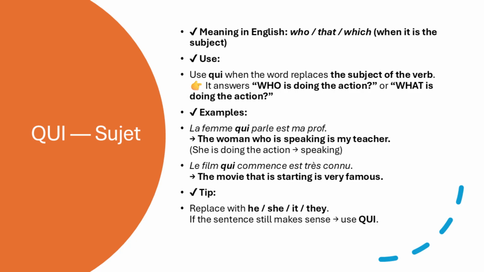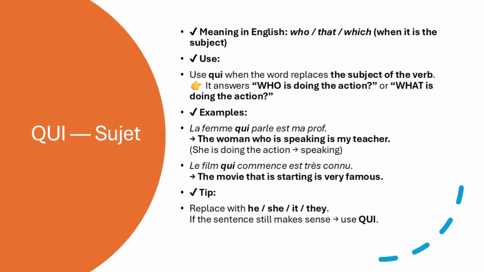Premièrement, nous apprenons le mot qui. Nous l'utilisons pour le sujet. Meaning in English is who, that, which. When it is for the subject. We use the word qui when we want to replace the subject of the verb. It answers who is doing the action or what is doing the action. For example, la femme qui parle est ma prof.